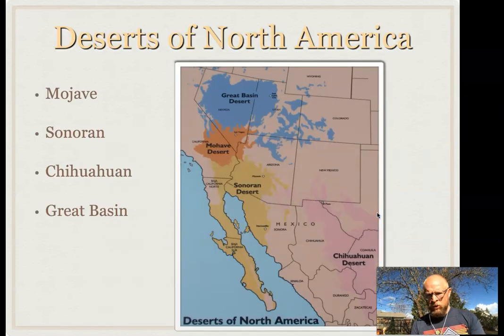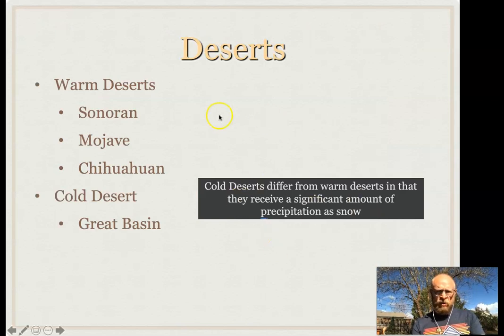Okay, so in North America, we have 4 major desert ecosystems: the Mojave Desert, the Sonoran Desert, the Chihuahuan Desert, and the Great Basin Desert. And we divide those into warm deserts and cold deserts. So we have 3 warm deserts: Sonoran, Mojave, and Chihuahuan, and 1 cold desert, the Great Basin.